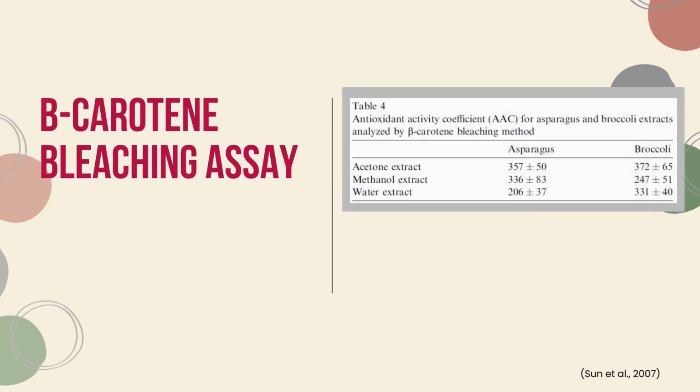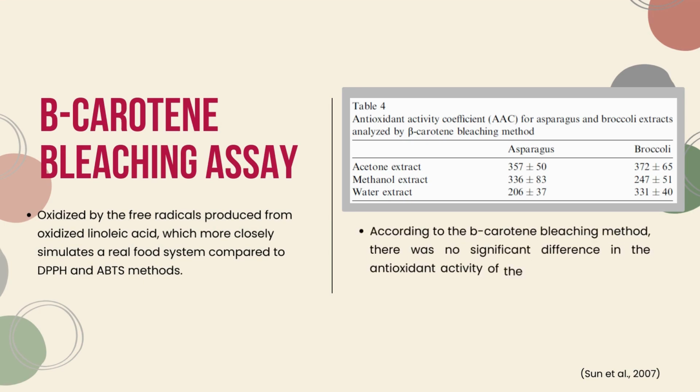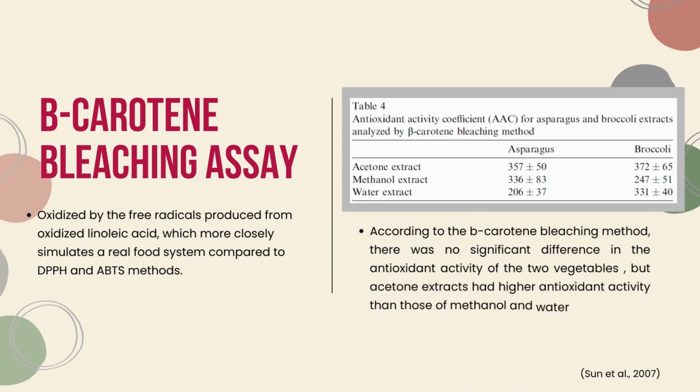In beta-carotene bleaching assays, beta-carotene was oxidized by the free radicals produced from oxidized linoleic acid, which more closely simulates a real food system compared to DPPH and ABTS methods. According to the beta-carotene bleaching method, there was no significant difference in the antioxidant activity of the 2 vegetables, but acetone extract had higher antioxidant activity than those of methanol and water extracts.